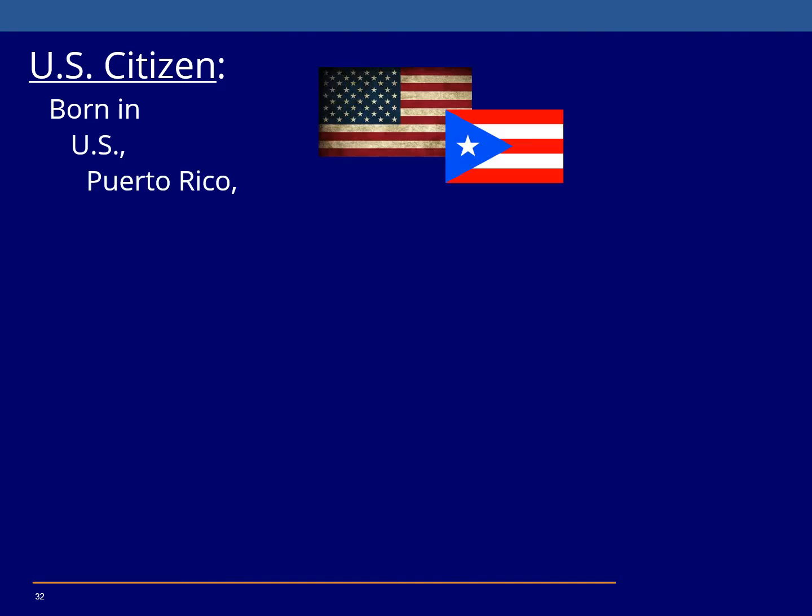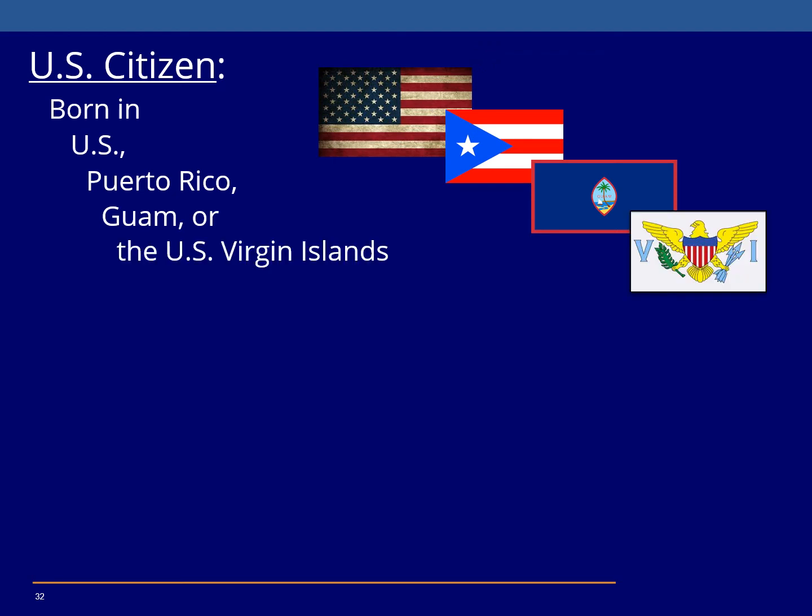So let's talk about what these terms mean. A person is a U.S. citizen if they were born in the U.S., Puerto Rico, Guam, or the Virgin Islands.